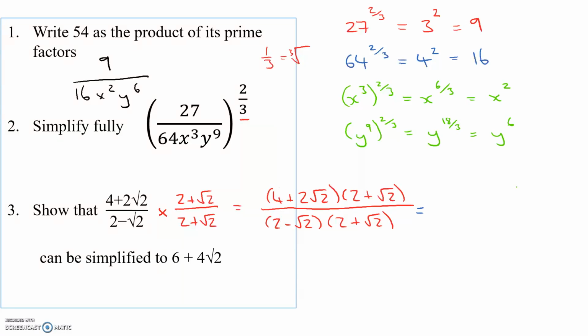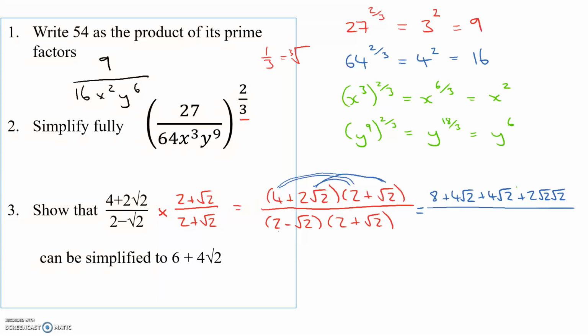If you're foiling it, we're going to do first, that's going to be 8. We're going to do outers, it's going to give me 4 root 2. We're going to do inners, that's 2 times 2 root 2, which is 4 root 2. And we're going to do last, which is 2 root 2 times root 2. I'm just going to write that as it is for a minute: 2 root 2 times root 2. And then our denominator.